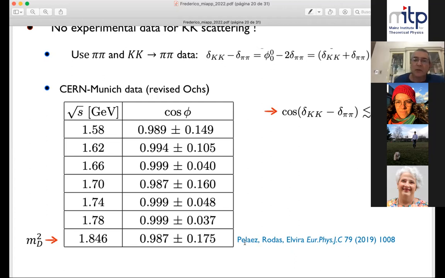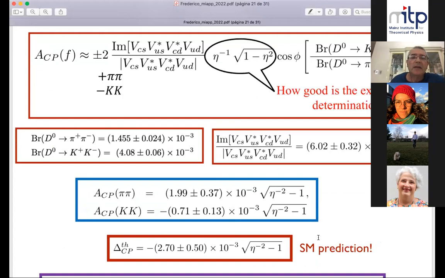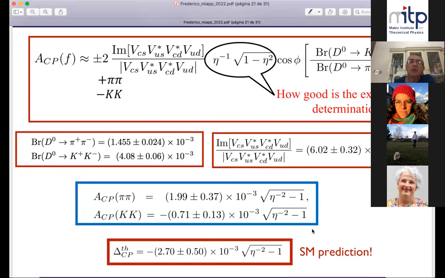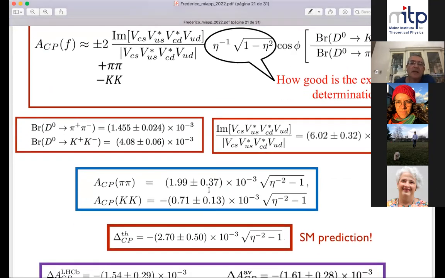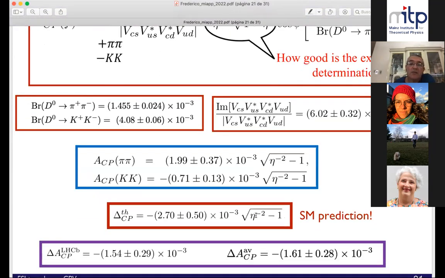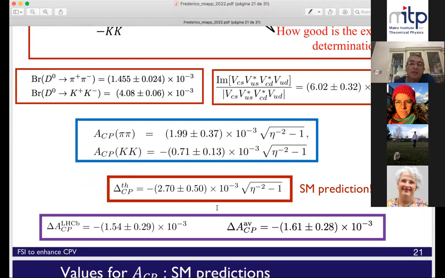Okay, but we took from this analysis from Pelaez, Rodas, and Elvira. So our final results, when we put it all together, we know that cosine phi is about one. So we can make a prediction. And indeed, when we put in the inelasticity parameter, we already have the correct order of magnitude for delta CP.